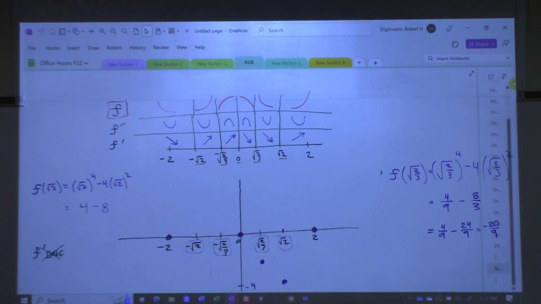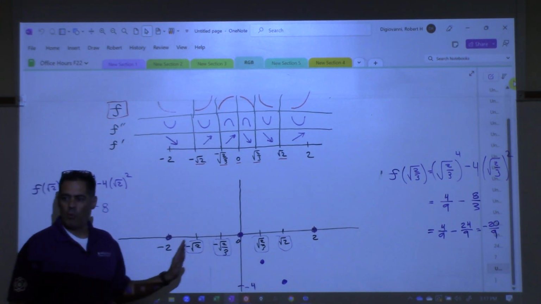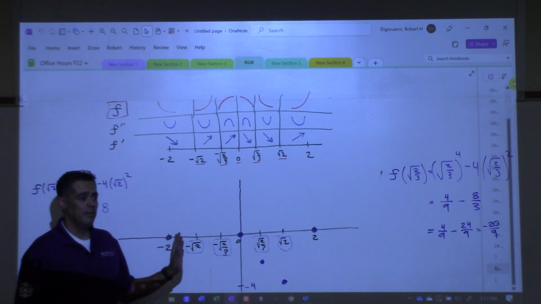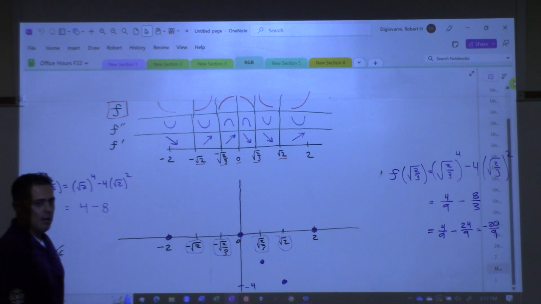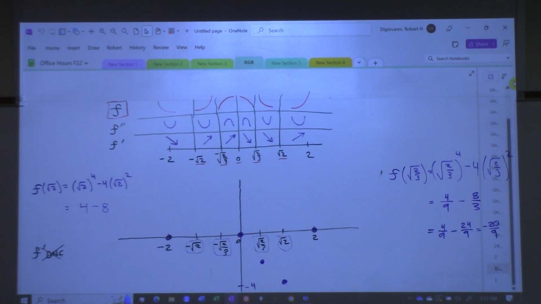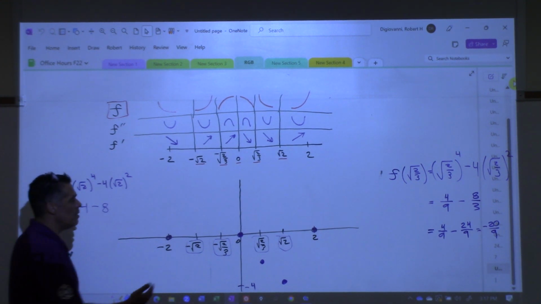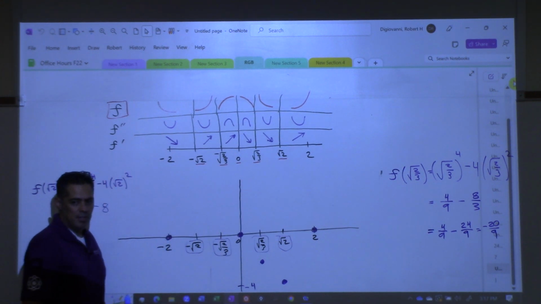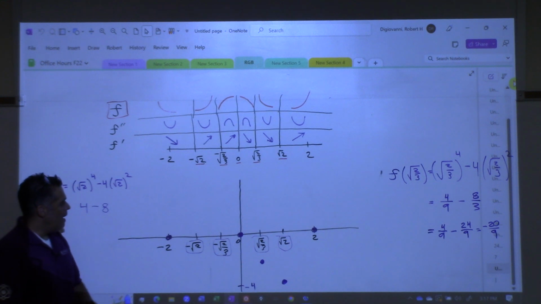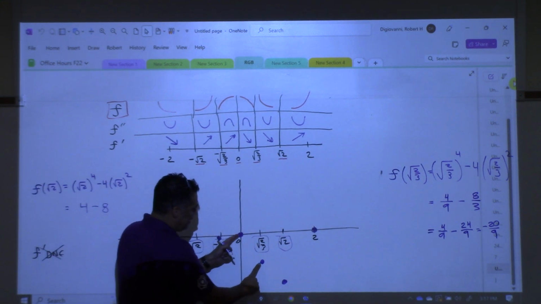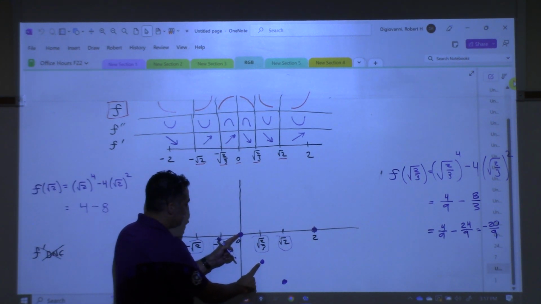Now, I'm not going to plug the other ones in. The reason why is because I know there's symmetry here, right? Whatever happens here, happens here. So I'm ready to put it all together with my final thing. Because it's an even function. Symmetry over the y-axis. If there was no symmetry, I'd have to plug in all these numbers. All right, so let's connect these two dots together.